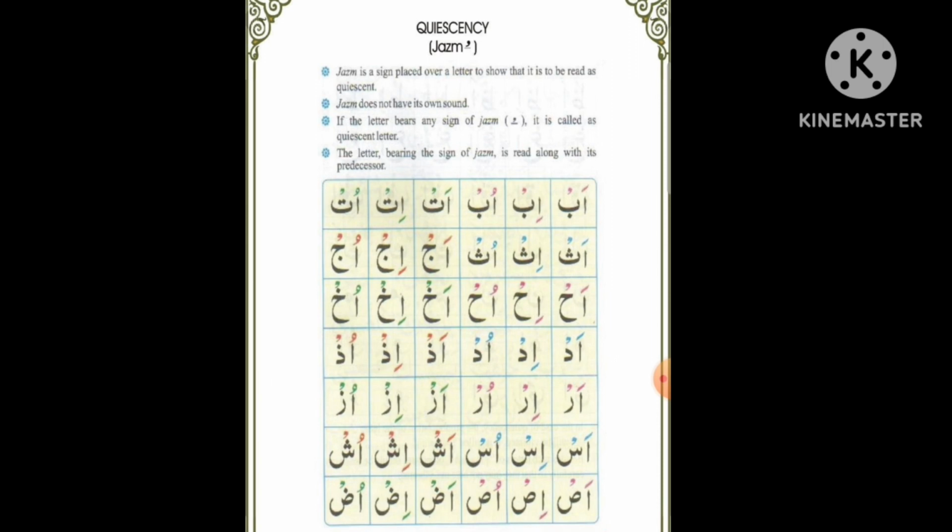Then we have alif ta zabar at. Alif ta zer it. Alif ta pesh ut. Then we have alif sa zabar as. Alif sa zer is. Alif sa pesh us. As, is, us. Now I am reading without the hijja. Aj, ij, uj.